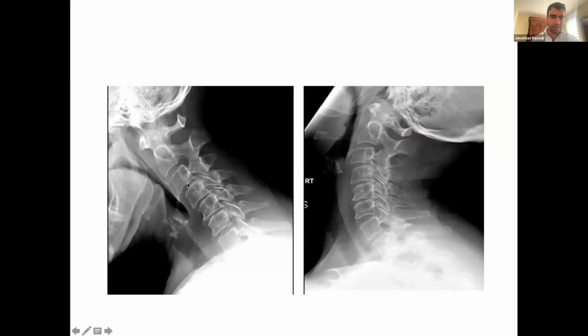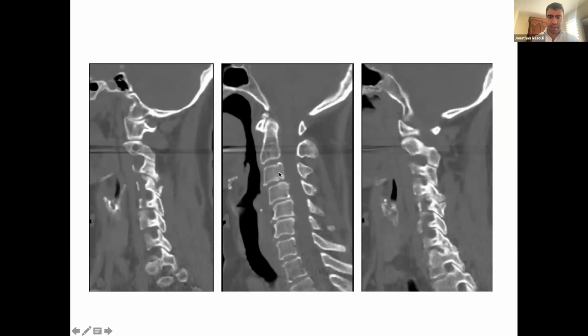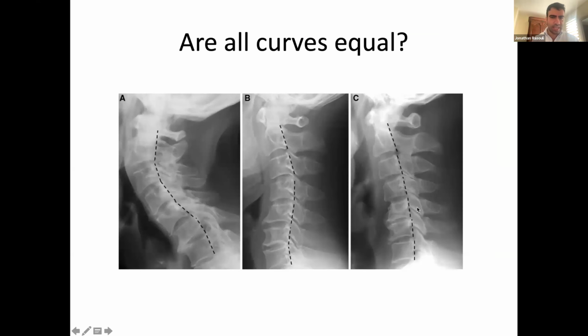You can see that in flexion, there's subluxation of C3 on C4, and it reduces when the patient's in extension, right? You can see signs of cervical kyphosis as well. Spondylosis at 4, 5. I mean, you can just nitpick every little thing. There's fusion of this facet joint here, this kyphosis, right?